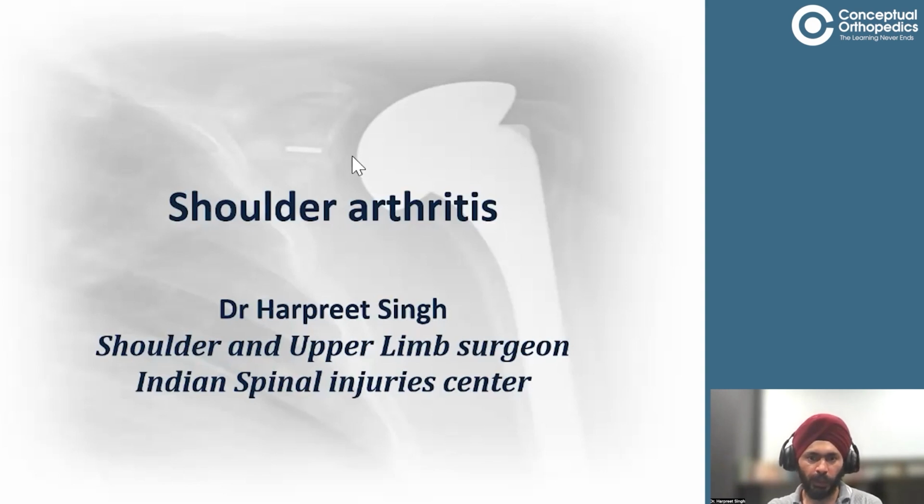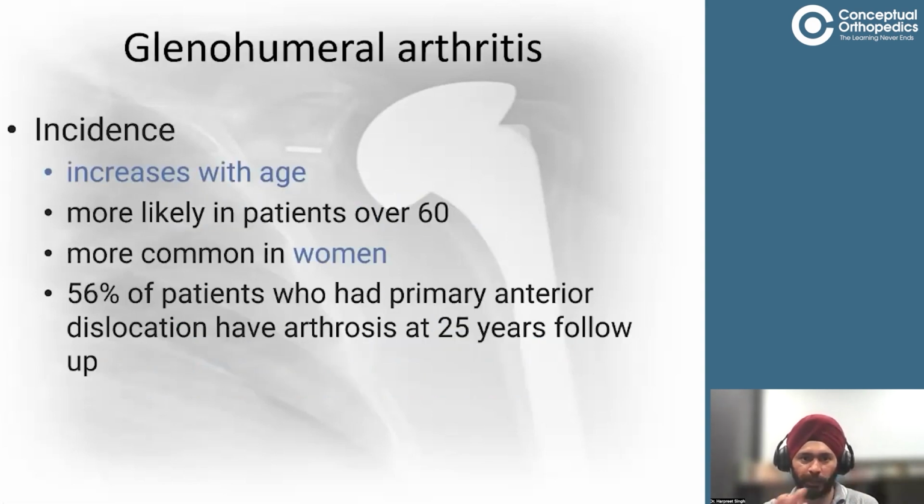So, glenohumeral arthritis, as with any form of arthritis, the incidence increases with age. It's more common in women. If I look at my own incidence of doing shoulder arthroplasty, I think it's easily by at least 5:1 the ratio of women who get themselves operated for shoulder arthritis than men. So quite a number of women, and it's more common in patients who have had shoulder instability.